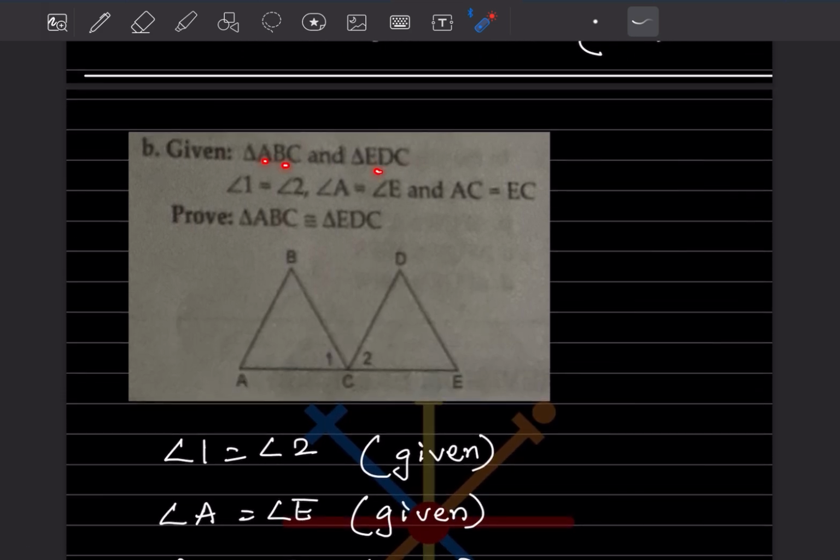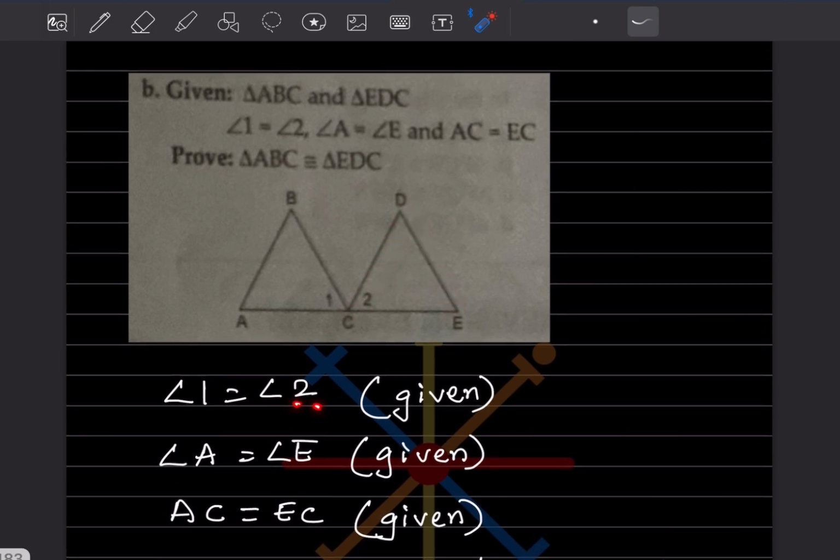Triangle ABC and triangle EDC. Angle 1 is equal to angle 2, and angle A is equal to angle E, and AC is equal to EC. And you have to prove triangle ABC is congruent to triangle EDC. So now angle 1 is equal to angle 2, so that is given. Again angle A will be equal to angle E, that also is given. And then this side, AC is equal to EC, that is also given.